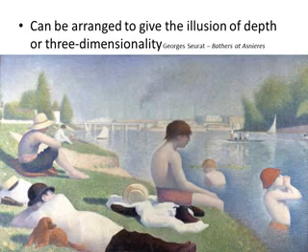And there's also that idea of overlapping. So when one shape overlaps another, it feels closer, such as the dog overlapping the man. Then there are things like shapes becoming a little bit less distinct. So if you look at the boat further away in the background, it's less distinct and also smaller, therefore creating that illusion of three-dimensionality.